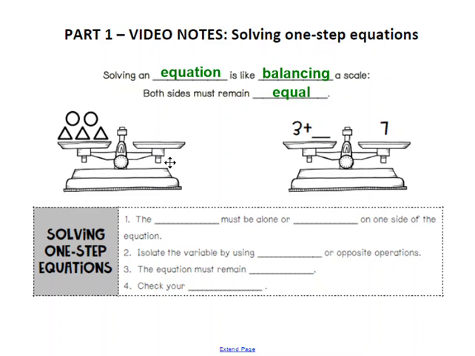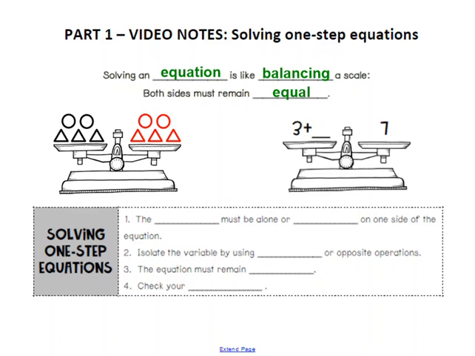So if we look at this picture on the left, you see some shapes. What would it take to make this side have the same weight? It would take the same values. So if we have 2 circles and 3 triangles over here, that would be balanced with 2 circles and 3 triangles over here, because now they have the same weight, same value.